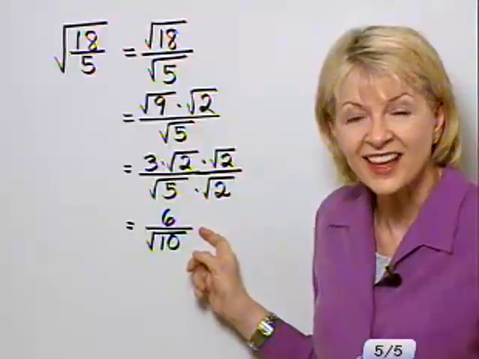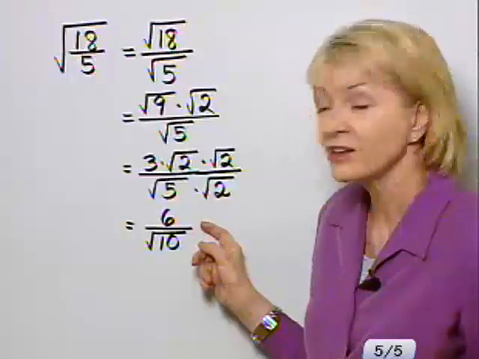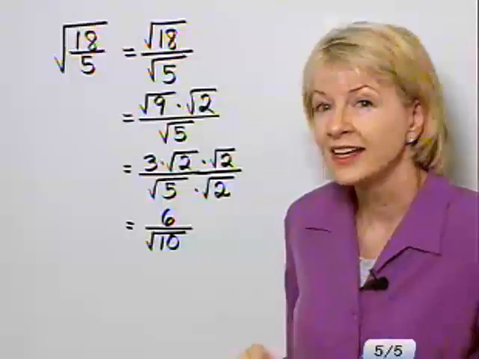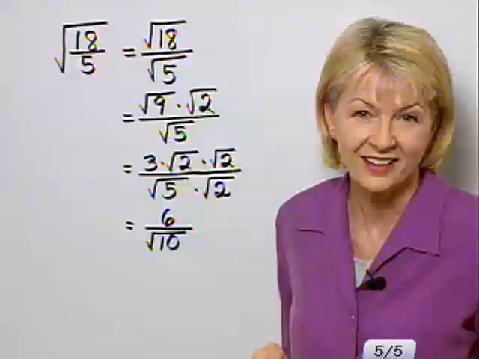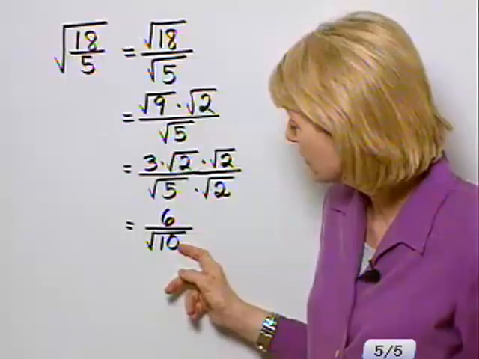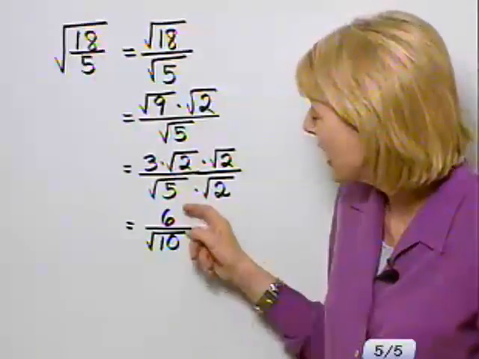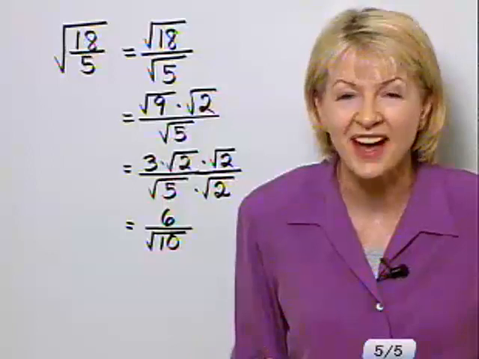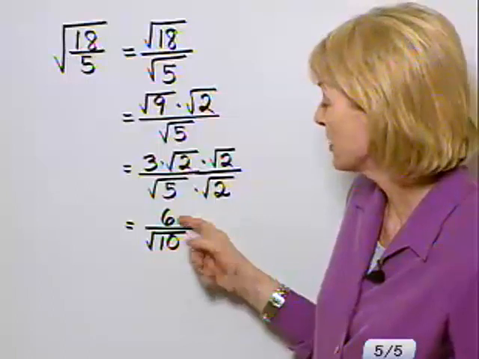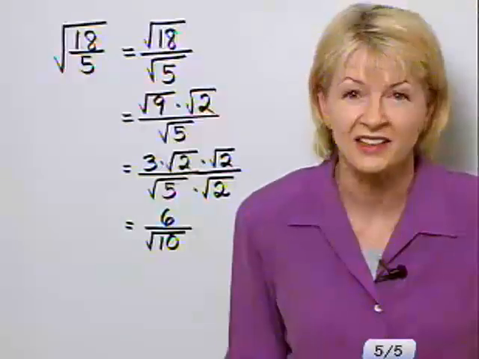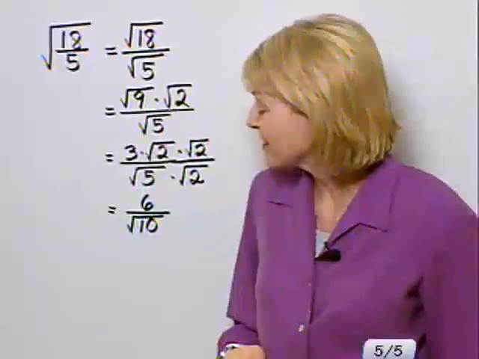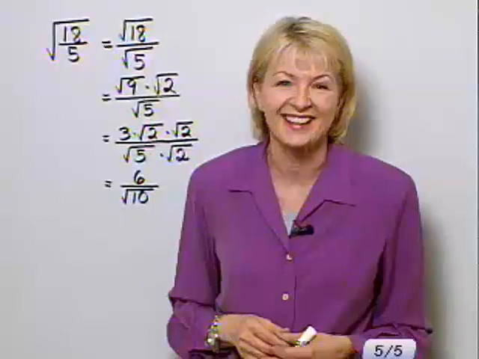Notice I have rationalized the numerator. No more radical in the numerator. This is equivalent to the original expression. Is there any simplifying that can be done? The answer is no. 10 contains no perfect square factors, so no simplifying in the denominator, and I may not look for common factors in the 6 and the 10 because this 6 is just a whole number 6, and this is the square root of 10. So don't look for common factors there. The numerator is rationalized, and there is my simplified answer.